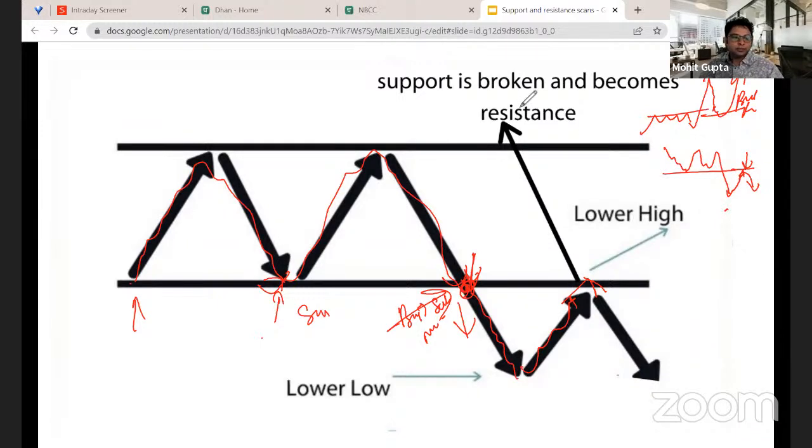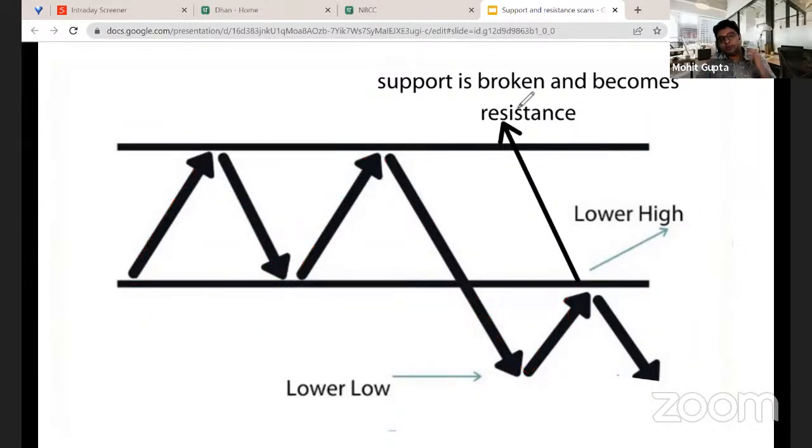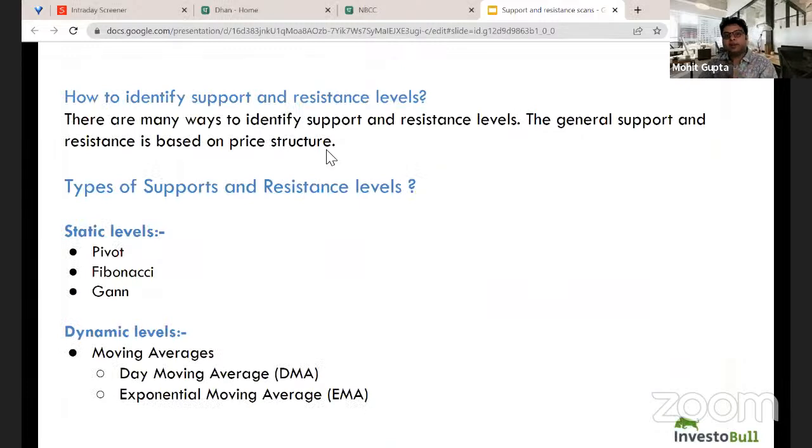So this is a simple concept: support becomes resistance and resistance becomes support, which is very, very important, and everybody should understand it, right? Now how to identify this support and resistance level?